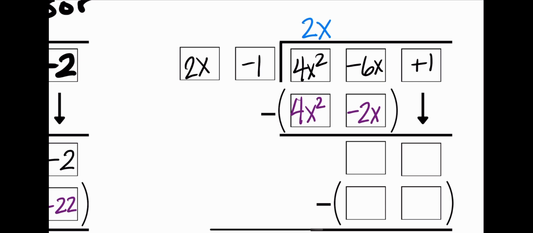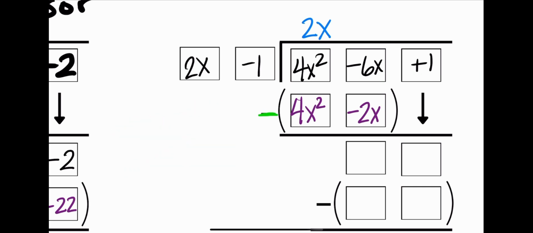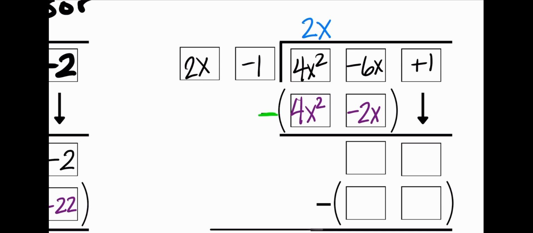Okay. So we're subtracting 4x squared minus 4x squared is nothing, as we said, and negative 6x minus negative 2x. That's negative 6x plus 2x. So that is a negative 4x. So again, negative 6x minus negative 2x is negative 6x plus 2x. So that is a negative 4x. Okay? Negative 4x, and then make sure you bring down that positive 1.